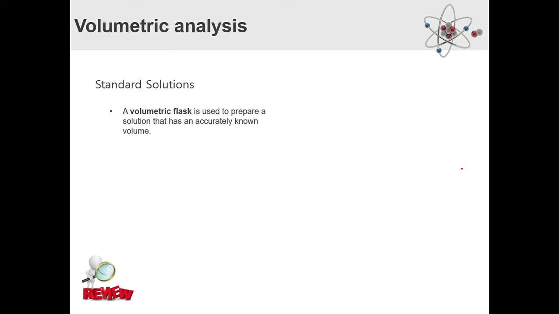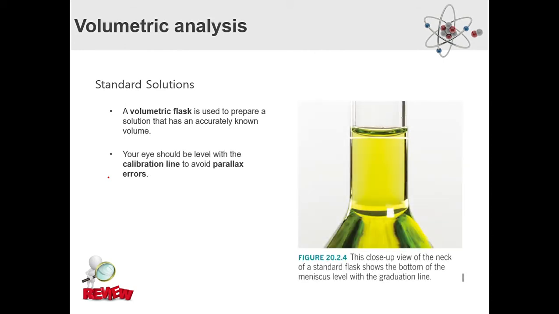A volumetric flask is used to prepare a solution that has an accurately known volume. So, for the love of God, remember, you gotta read the parallax from the bottom, not the top.